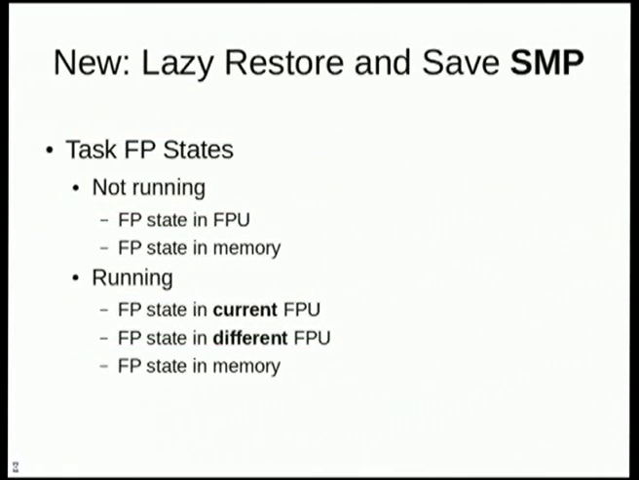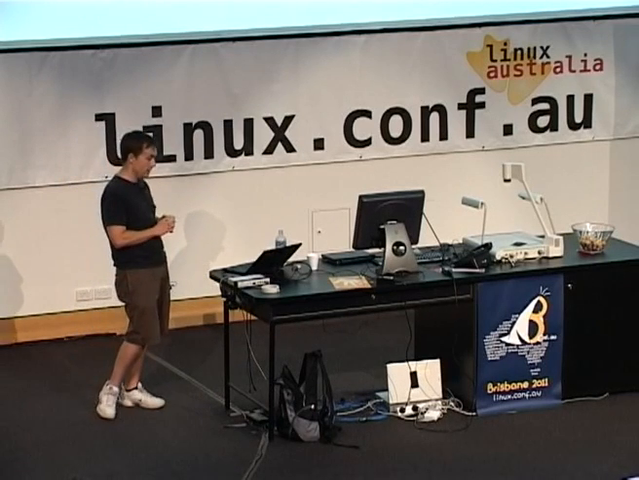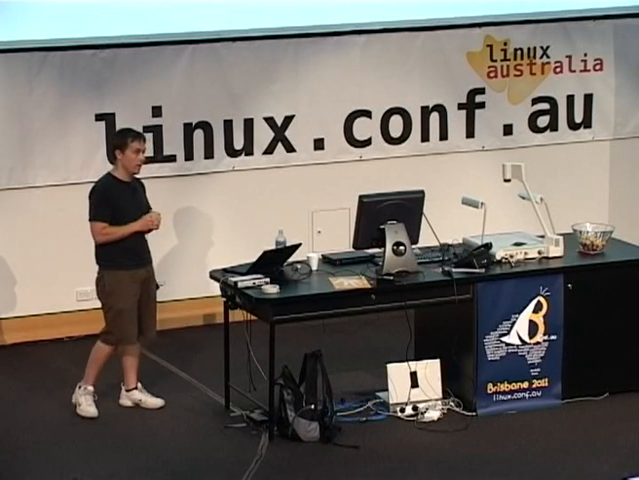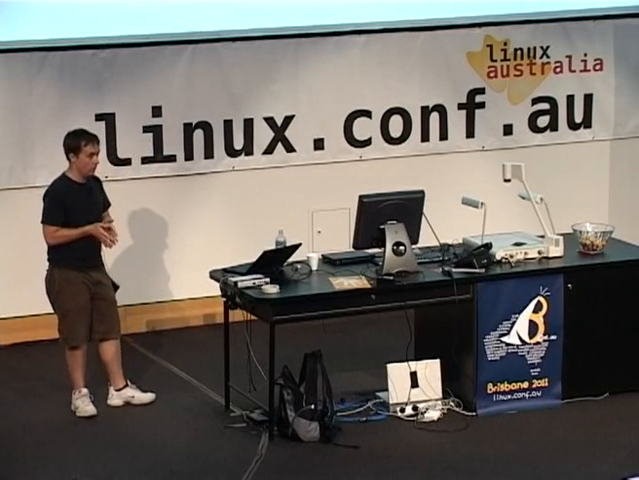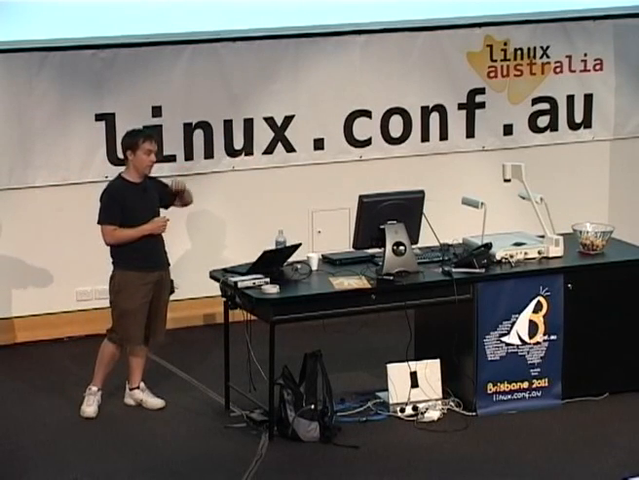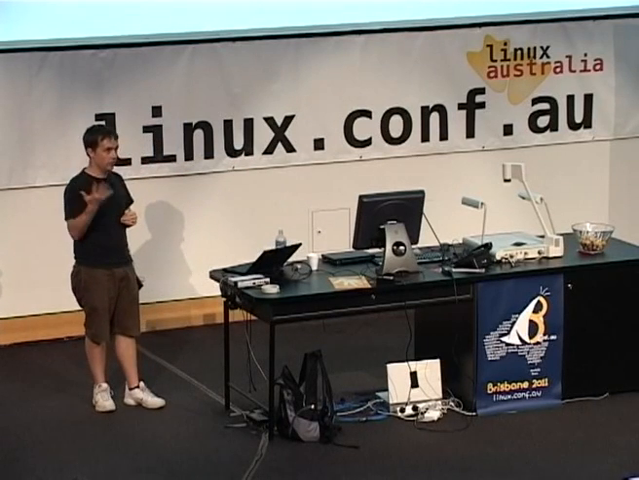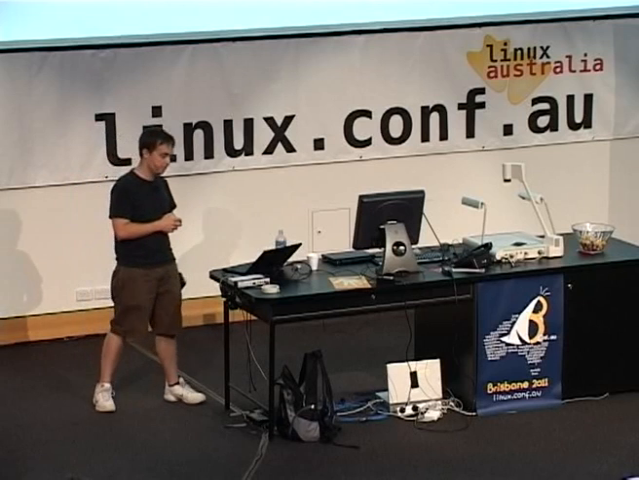Just going back to where our floating point state could be for a particular task, the top is the same if we're not running. It's either in an FPU or in memory. If we are running, we have an additional state. It could be on our current FPU if we've used floating point in this time slice, or it could be on somebody else's floating point unit. It could be on a different CPU's floating point unit. So we've now got 5 possible places where our floating point state could be.